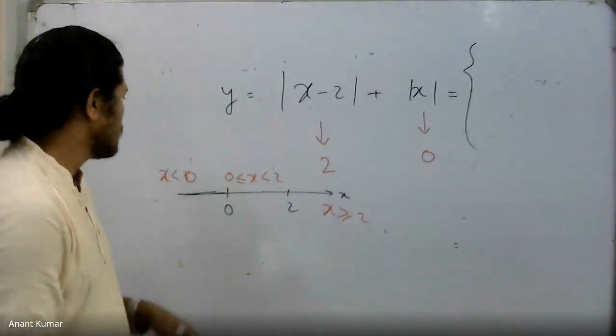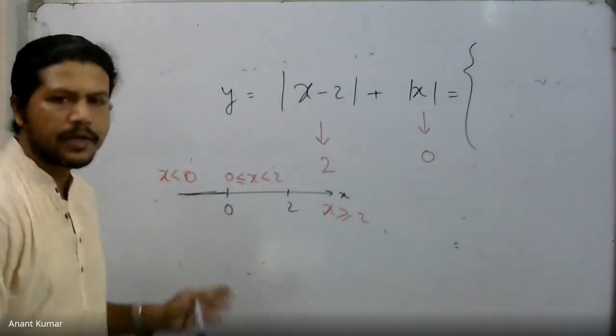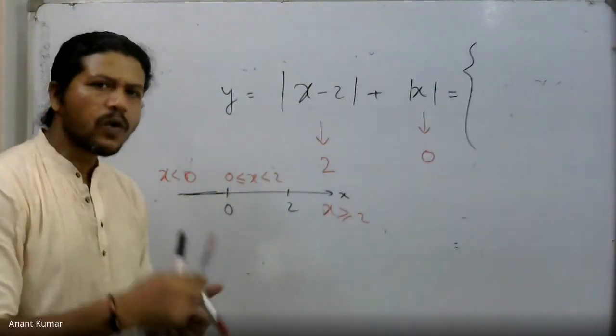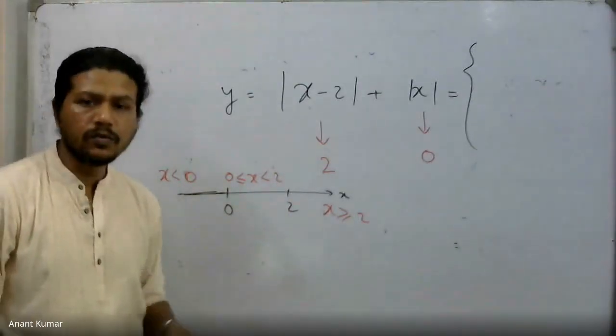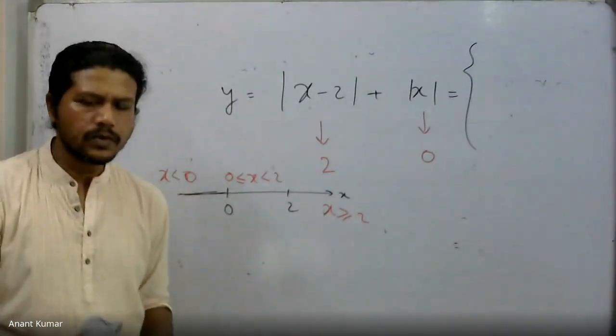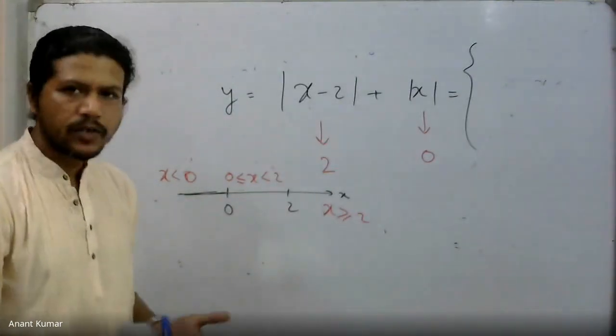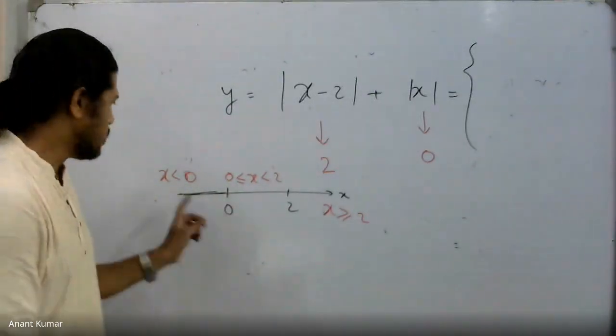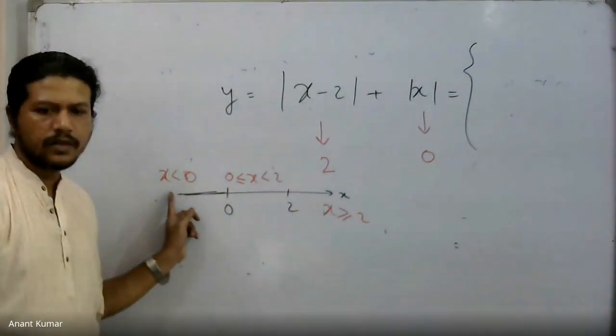For instance, if I take the region x negative, what happens? If x is negative, it is quite obvious that x is also less than 2. If x is less than 0, then definitely x is less than 2, which implies that x minus 2 is negative as well. So in this region, both are negative.